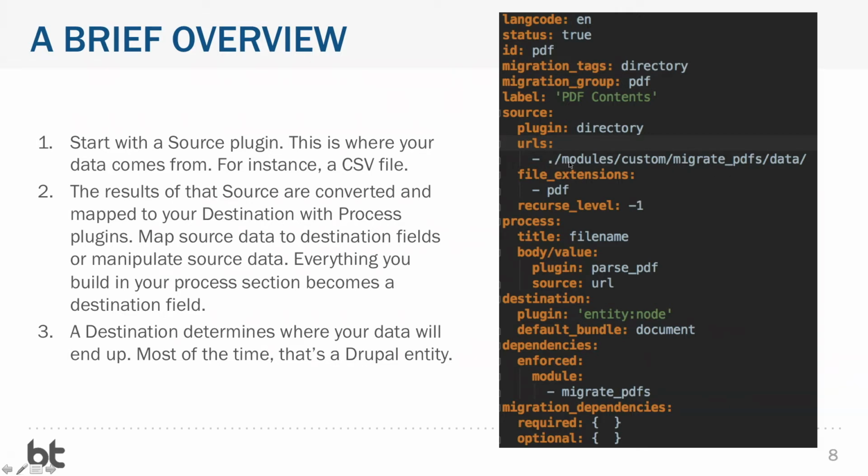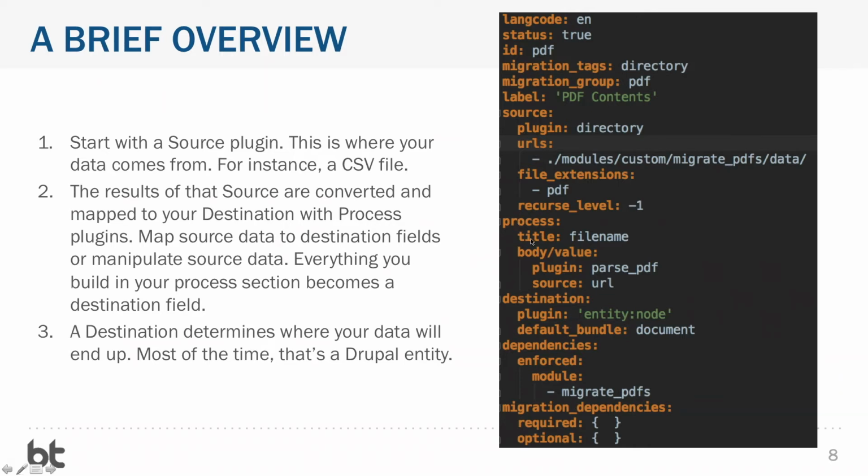So it's under our web root, modules, custom, migrate PDFs data. We're only looking for PDFs, and we will infinitely recurse. There's only one level in here anyway. There's no subdirectories, but if there were, we could walk down them.